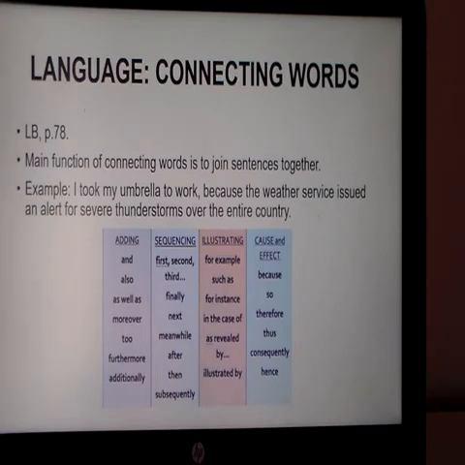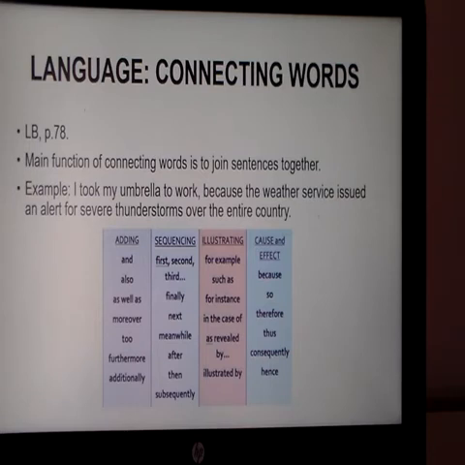I've given you at the bottom there a table of four columns with examples of different connecting words, such as as well as, moreover, and so on. So you won't know all of them, but I just want you to have a look at them. And then I've just given you one example here. I took my umbrella to work because the weather service issued an alert for severe thunderstorms over the entire country.